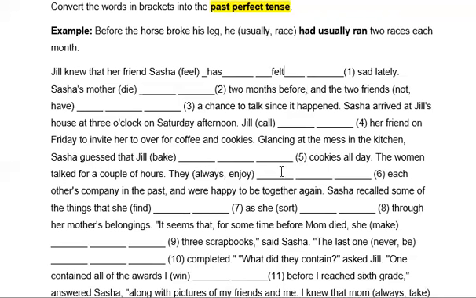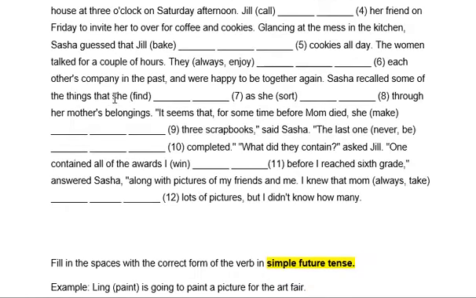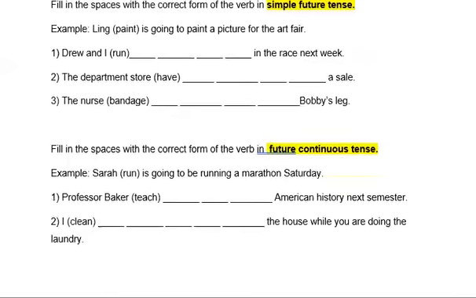They always enjoyed, that would become, they had always enjoyed each other's company and they were happy to see each other again. Sasha recalled some of the things that she found. So she had found as she had sorted through her mother's belongings. Before mother died, she had made, right, so until the end of this, right, guys? I'm not going to do all that.